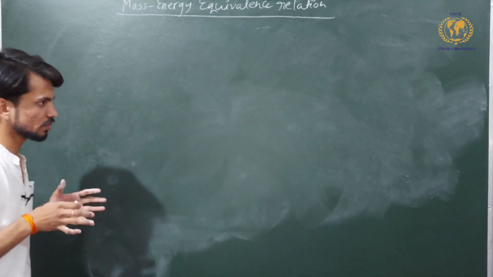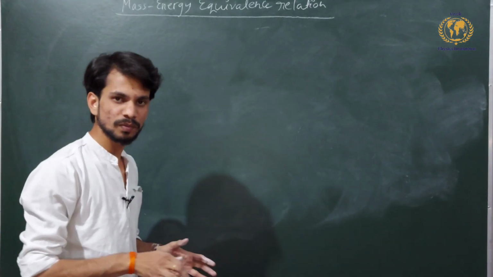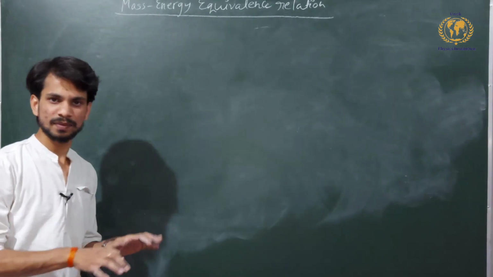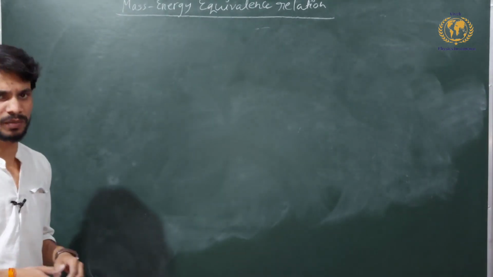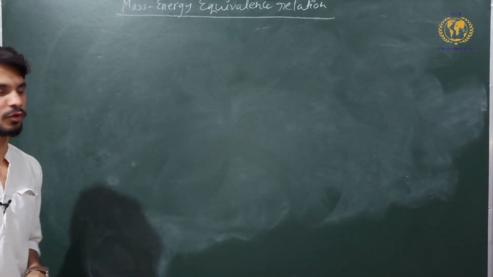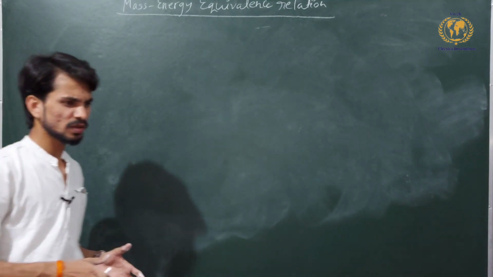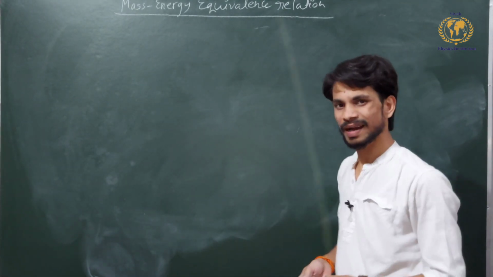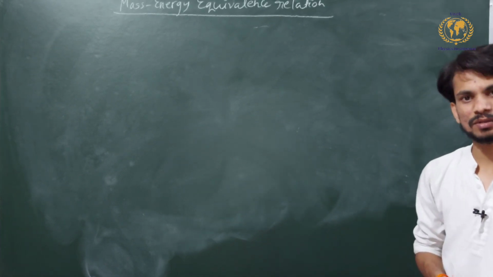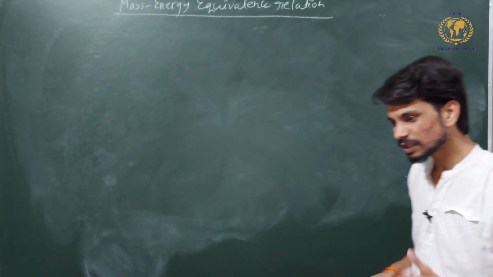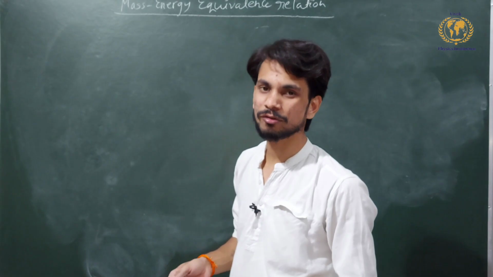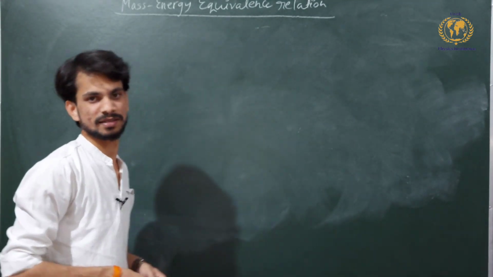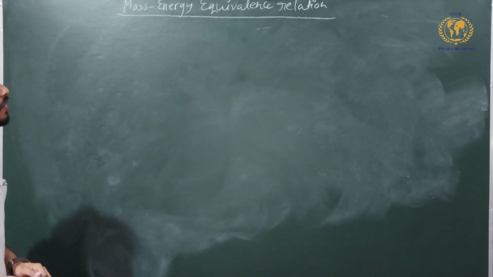Okay, so hitherto we have derived some kinds of formula. Now let us talk about another relation. You have surely read about E equals mc squared, which is very famously known as Einstein's mass-energy equivalence relation. So what is the mathematical derivation of that particular formula? About that we are discussing in this next part.